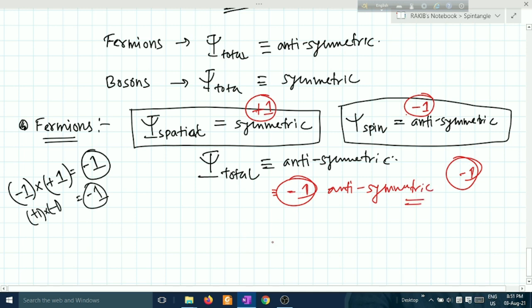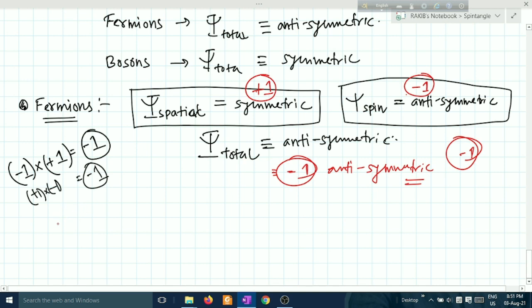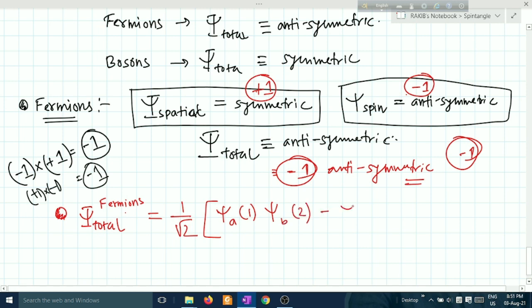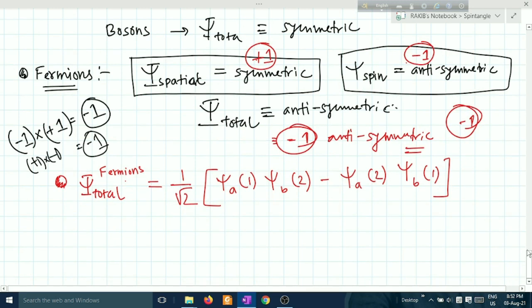So let us write the wave function psi total in case of fermions. It becomes 1/√2. This is the normalizing factor. This comes to make the total probability 1. Psi A 1, psi B 2 minus psi A 2, psi B 1. This is the total wave function. You can write this as psi total 1 comma 2.